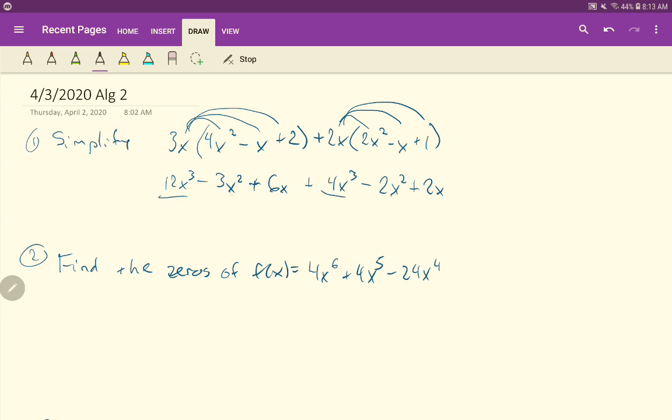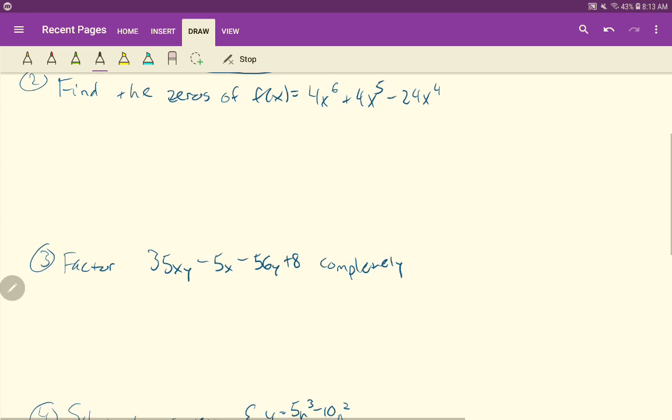So we have 12x cubed and the 4x cubed makes 16x cubed. Okay, and then the minus 3x squared is like with the minus 2x squared, so we get minus 5x squared. And then the 6x, well, that's like with the 2x right there, and so we'll have 8x, and there's our final answer. Okay, we know we're done because there's no more things to combine together, nothing to multiply.